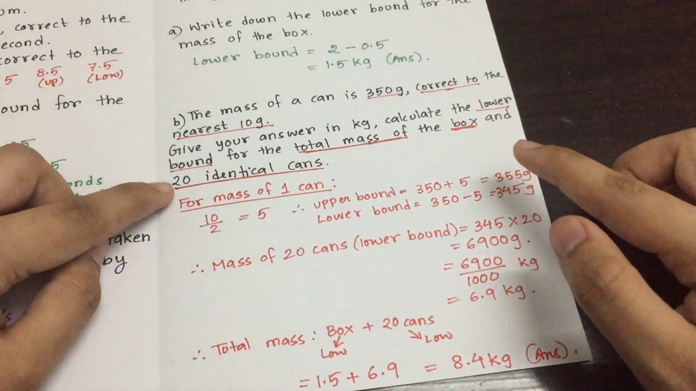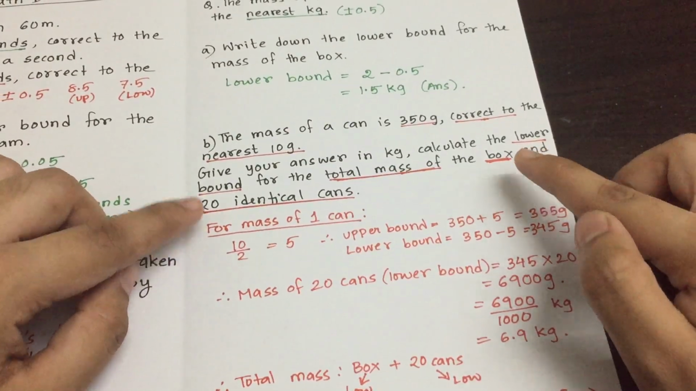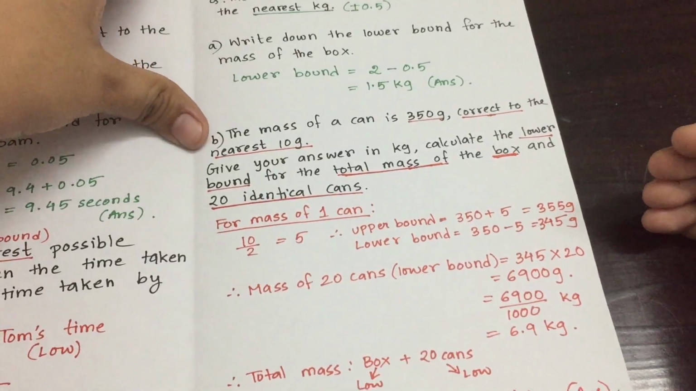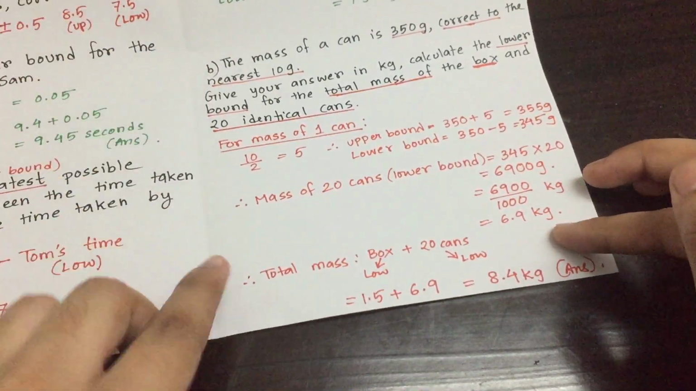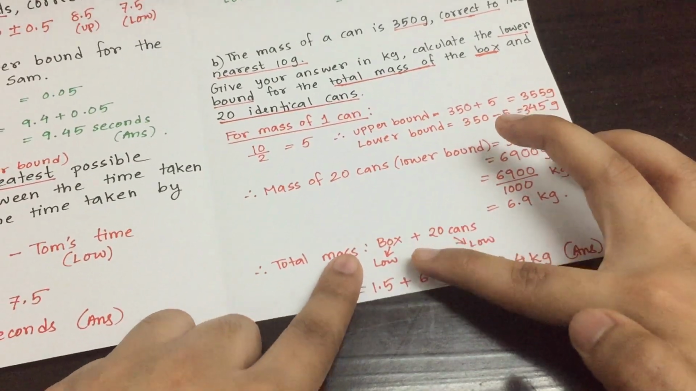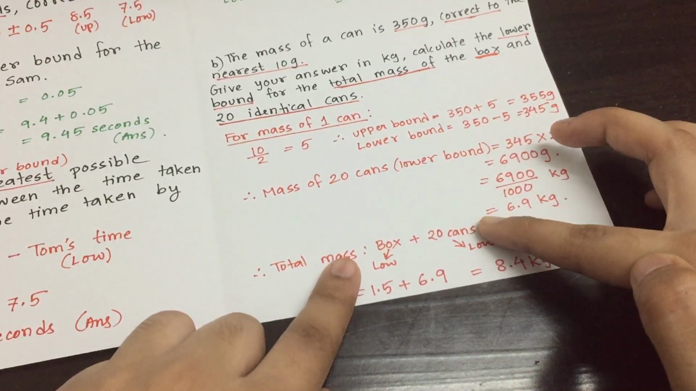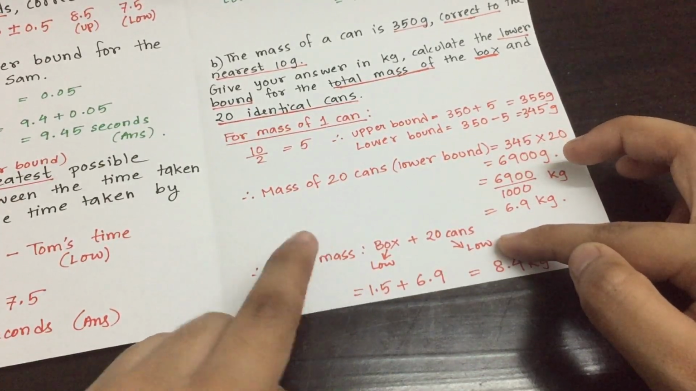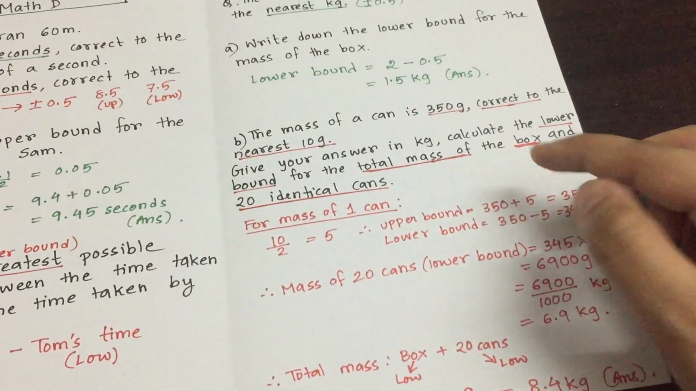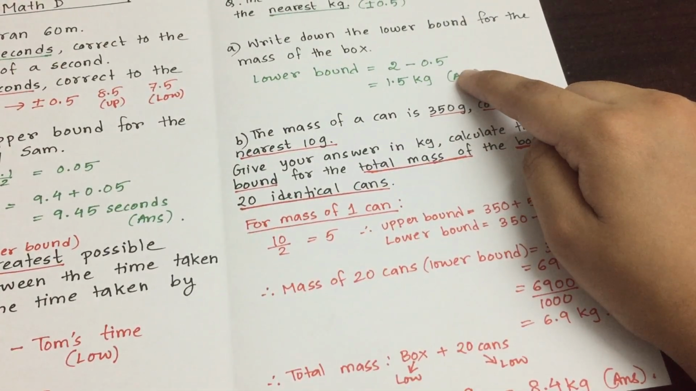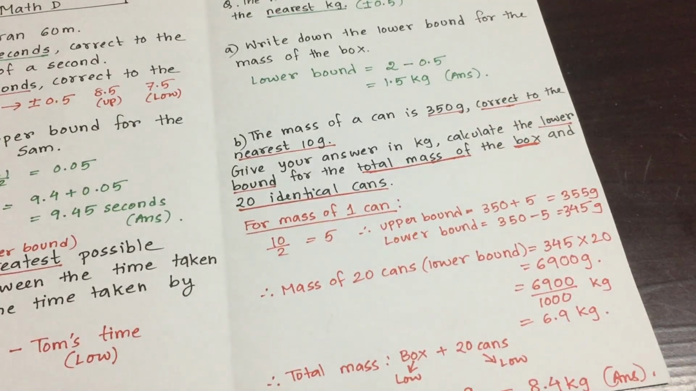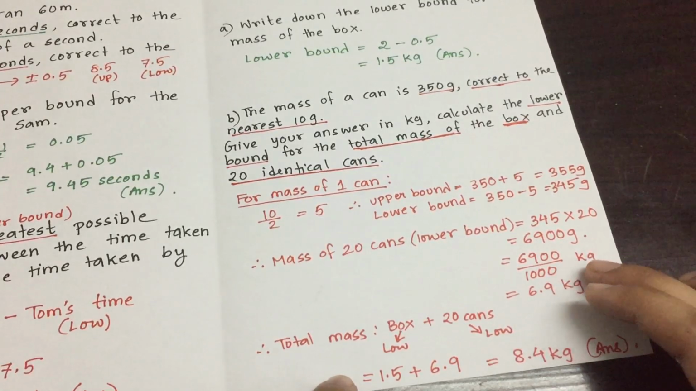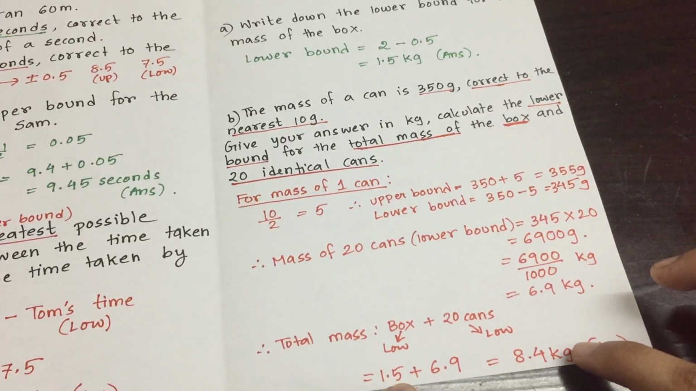And since it says to find out the lower bound of the total mass of the box and the 20 identical cans, we will be adding here. So the total mass would be mass of the box plus the 20 cans. Since we are adding here, we take the lower bound for both the cases. So it will be 1.5 for the box, because in the first requirement we found out 1.5, the lower bound of the box, and for 20 cans the lower bound we just found out, which is 6.9, and together it gives us 8.4.